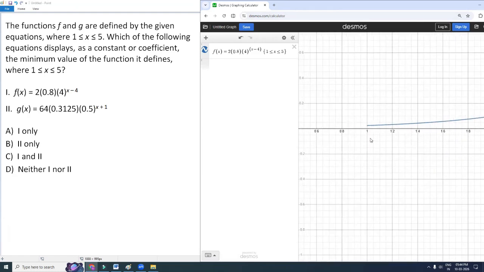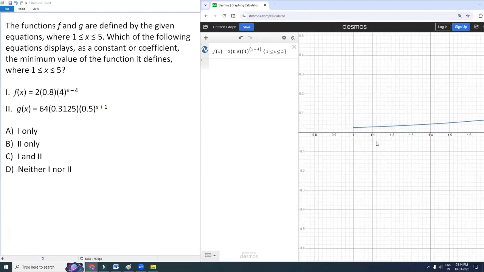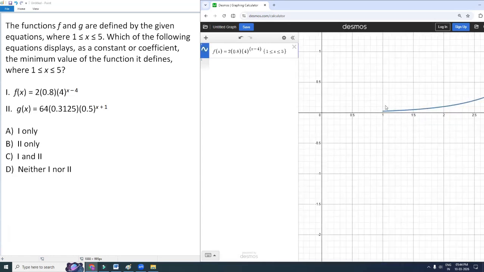Let me zoom in. Now our aim is to get the minimum value of this function. For that, we have to consider the minimum point that's over here. When I consider the minimum point on the graph of the function f of x, the y coordinate is 0.025. The y coordinate 0.025 is the minimum value of the function f of x. Now we have to check whether this minimum value 0.025 is displayed as a constant or coefficient in the function f of x, but 0.025 is not displayed as a constant or coefficient over here. So the function f of x does not display its minimum value as a constant or coefficient, so we can reject the first one.